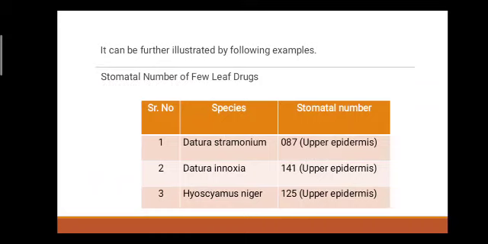In that first, the species Datura stramonium, stomatal number 87, upper epidermis. Second one, species Datura inoxia, stomatal number 141, upper epidermis. Third one, species Hyoscyamus niger, stomatal number 125, upper epidermis.